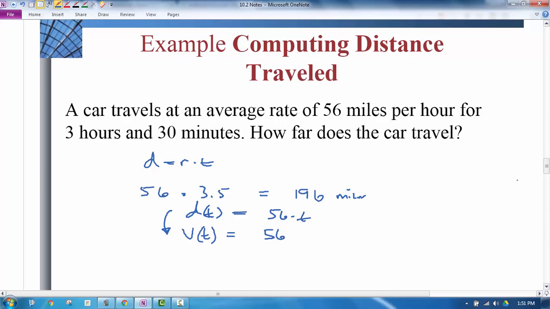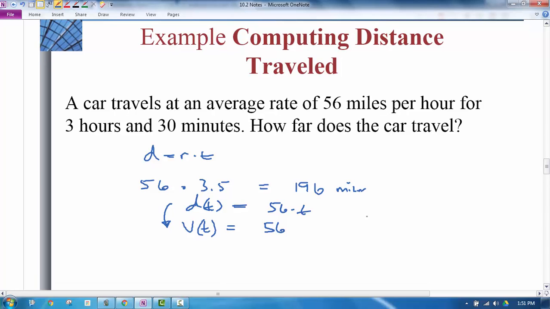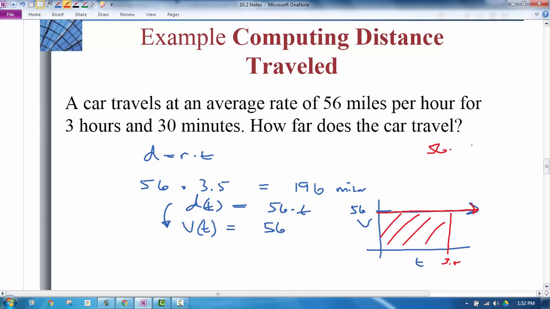So what I'm going to do now is find the area underneath the curve. So I'll graph the velocity time function. Here's 56. It just looks like this. As time goes on, we just have a constant velocity of 56. So if I want to find the answer for distance, that's the area underneath the velocity time function, which in this case is the area up to 3.5. So obviously to find the area of that rectangle, you just do 56 times 3.5, which is exactly what we did before, and that gives us 196 miles.